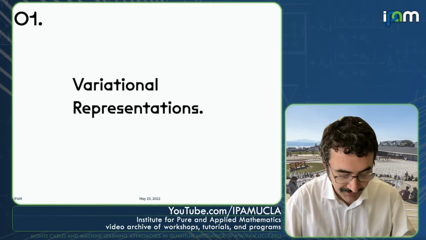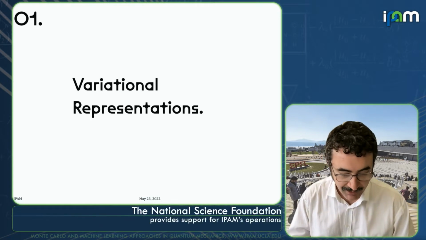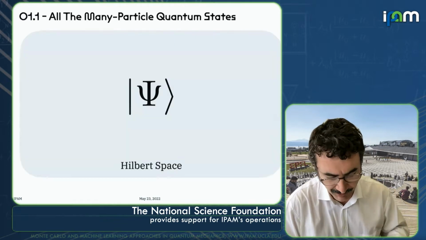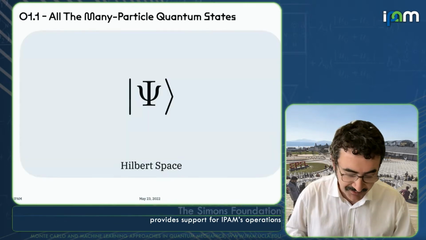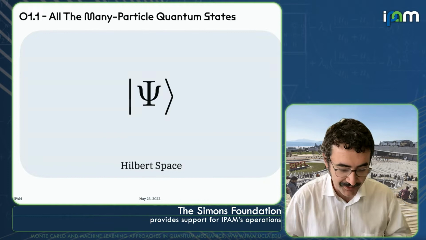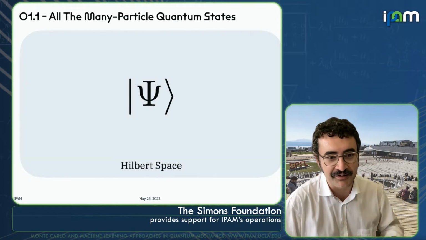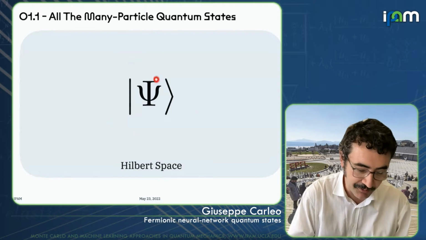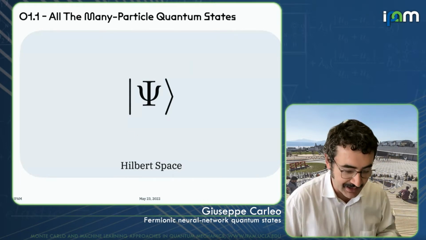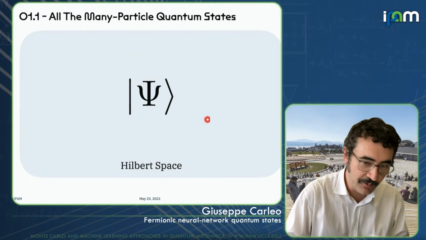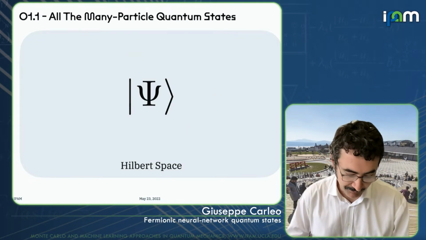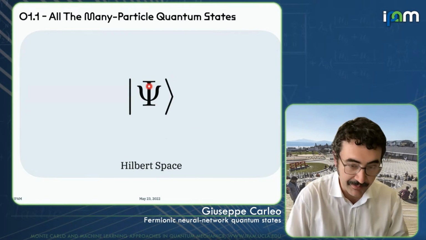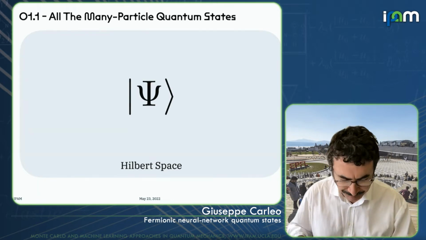So the main goal of these neural network quantum states, of the ideas that I'm going to tell you about today, is about introducing variational representations of quantum mechanics. The idea is pretty old in quantum physics, and stems from a very simple observation. While it's true that a generic quantum state lives in a potentially huge state space, which is essentially the Hilbert space where all quantum states live.